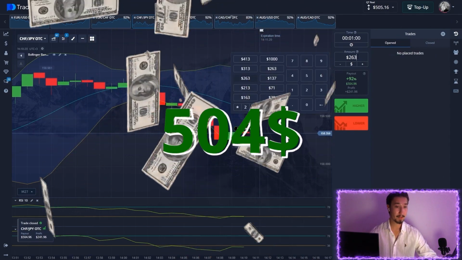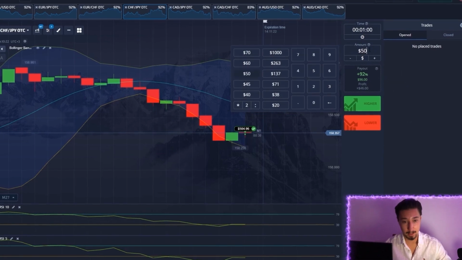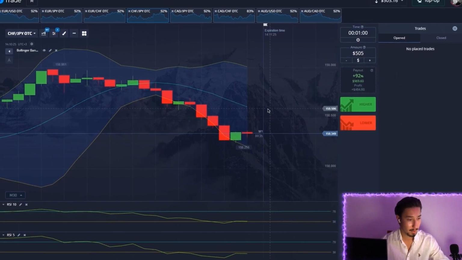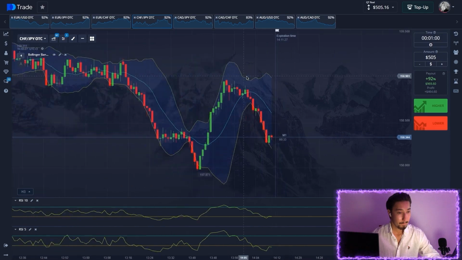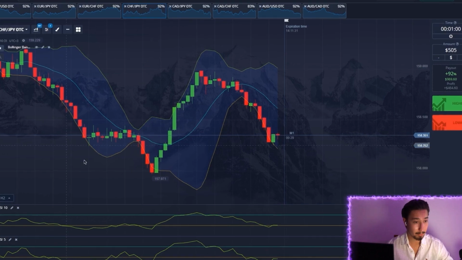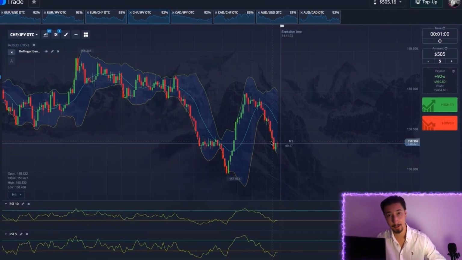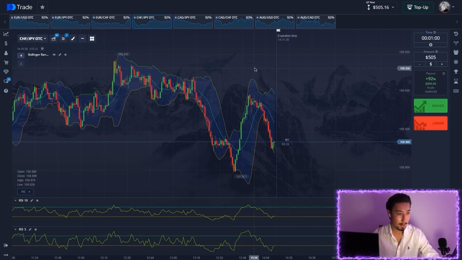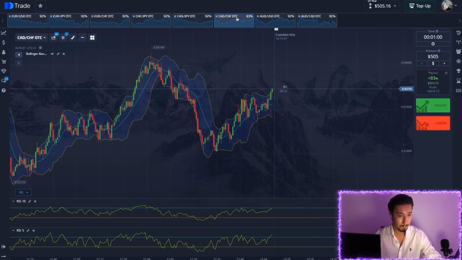Okay, we are in the profits again. Let's update the amount. Let's put down maximum. So yeah, the signal was good. We got a price rollback, so we continue our analysis and let's see.